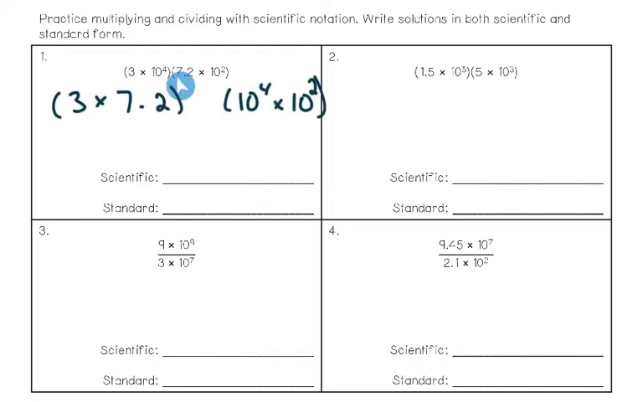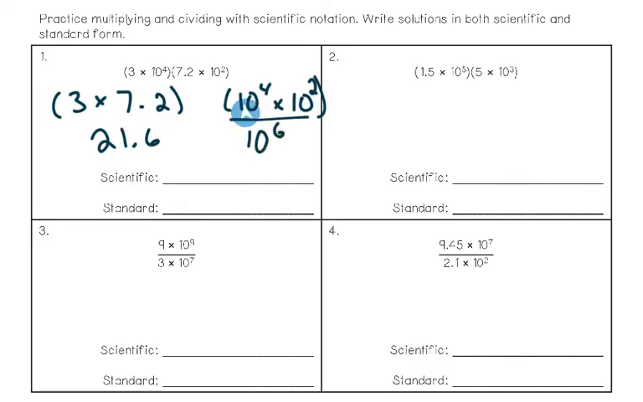So I want to put my numbers out front together, 3 times 7.2. I can do that pretty quickly. I know that that answer is 21.6. And then I can also do this pretty quickly. I have a 10 4 times and a 10 2 times. So altogether, I have a 10 6 times.